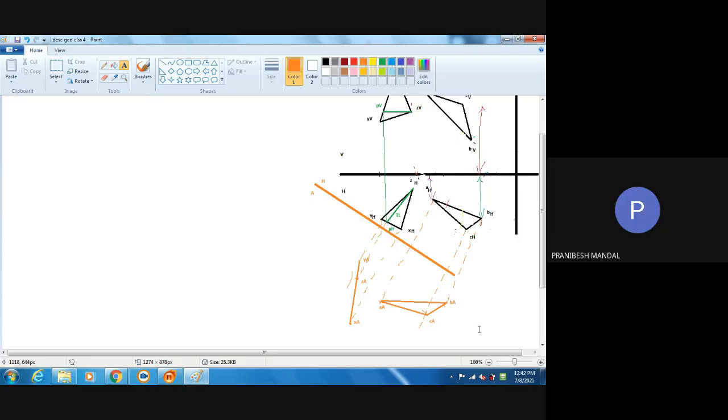Yes, sir. Now, how to get the true shape of XYZ? Then another perpendicular line has to be taken. No, not perpendicular, parallel. Sorry, parallel, sorry.